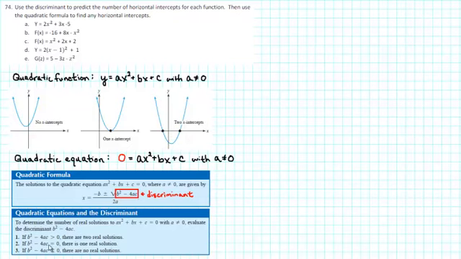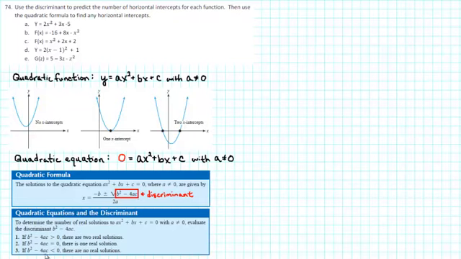If the discriminant is equal to 0, then there's only one real solution. If the discriminant is 0, the square root of 0 is the number 0, and regardless of whether we add or subtract 0, we end up with the same quantity, and so there's only one solution for x, and therefore the quadratic function would only have one horizontal intercept.